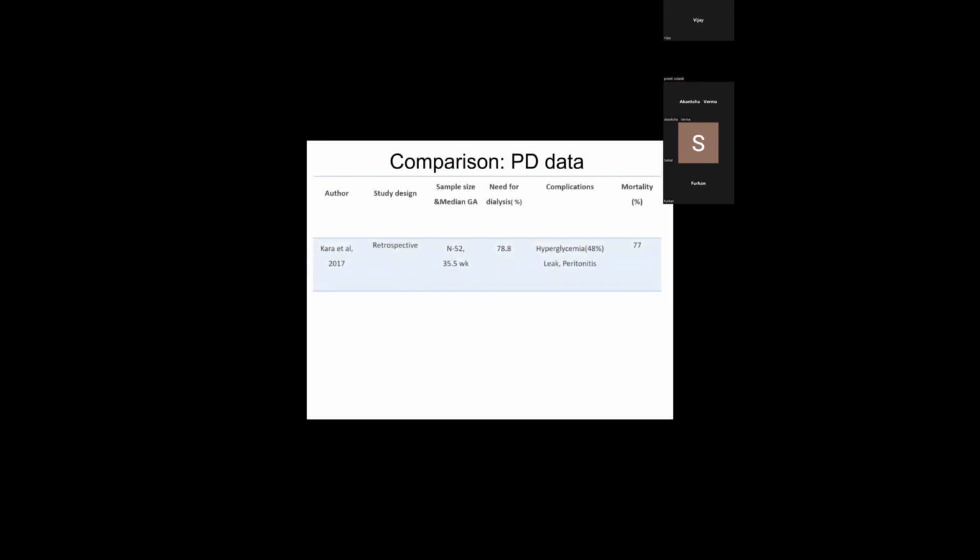So this is the comparison of peritoneal dialysis from various studies. The first study is Kara et al. of 2017. It was a retrospective study. Need for dialysis was in 78.8% of patients with hyperglycemia as the most common complication. It was seen in 48% of patients. Mortality was 77%. In the study of Okan et al. 2020, 2.8% needed dialysis. Leak in 28.5% was the most common complication, and mortality was seen in 81% of patients.